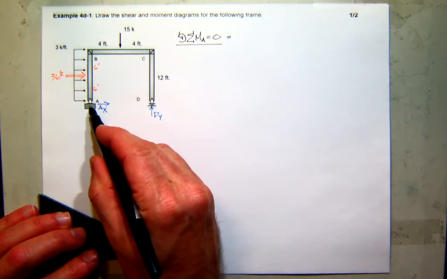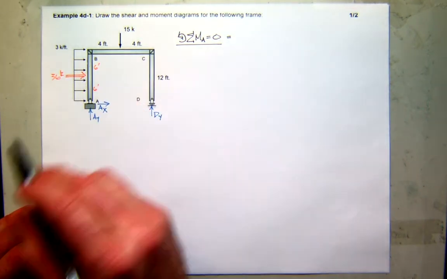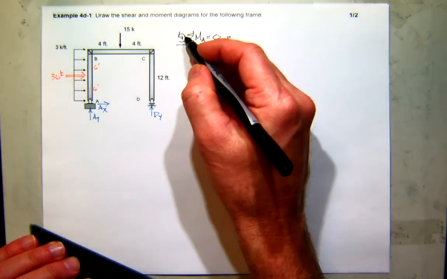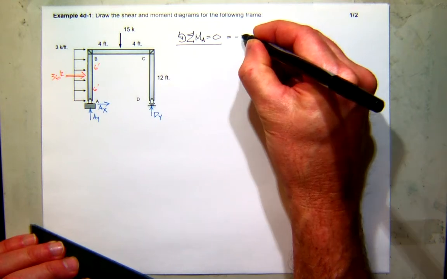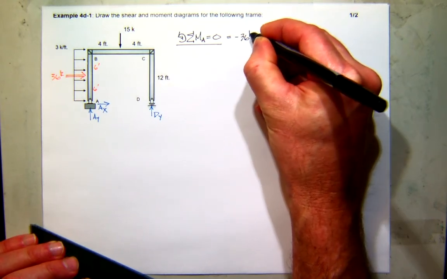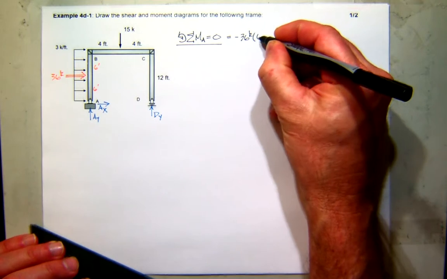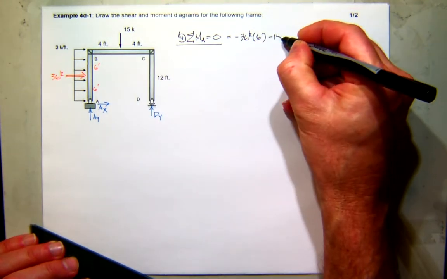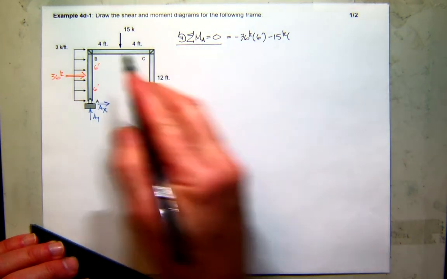So summing moments about A, I've got this force and this force. Those both create what kind of moment about A? Positive or negative? With right-hand rule. Negative. So that's negative 36 kips, the distance from A to its line of action is 6 feet. And then negative moment created by the 15 kip force at A, its line of action is 4 feet.